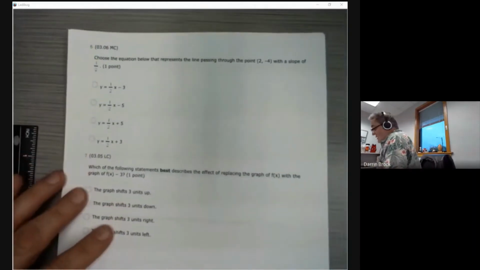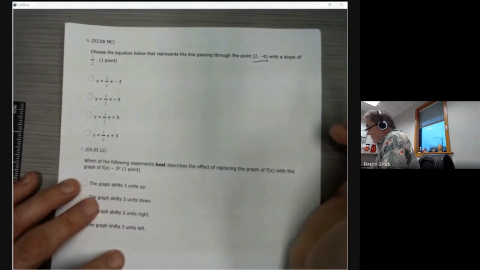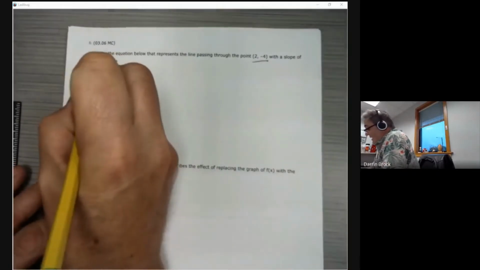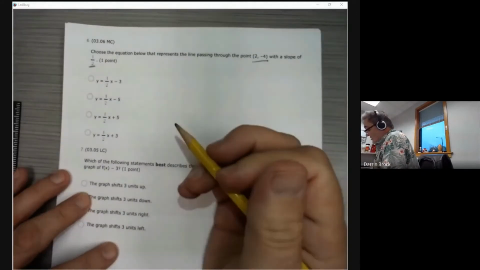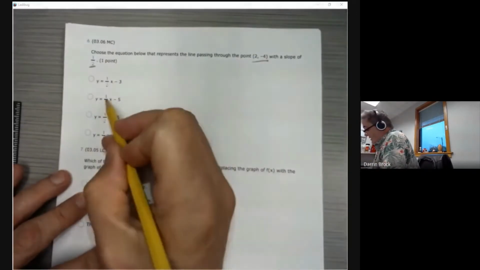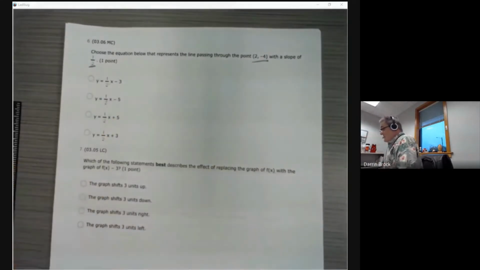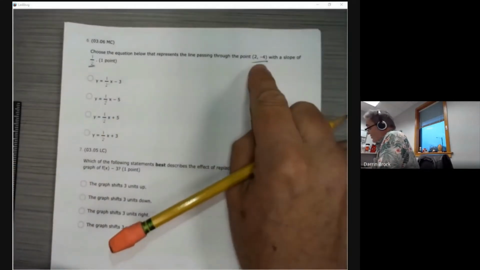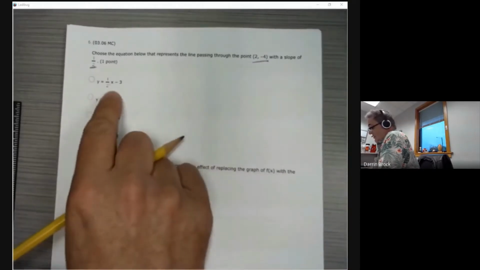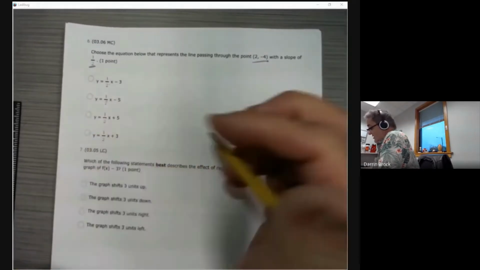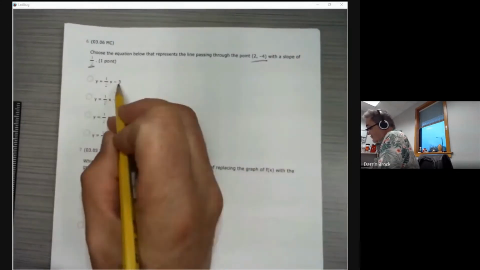All right, choose the equation below that represents the line passing through the point (2, -4) with a slope of 1/2. All right, slope of 1/2. So all of these have a slope of 1/2. All of them do. And the point (2, -4). Well, you can play around with a lot of these, and you can substitute -4 for the y, and you can substitute 2 for the x and see which ones are true.